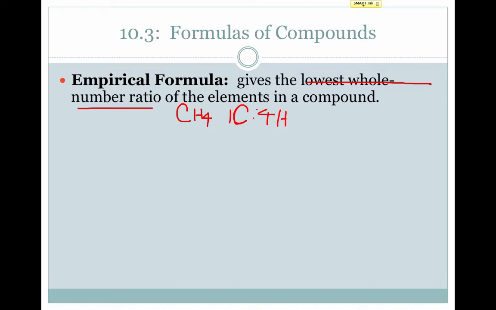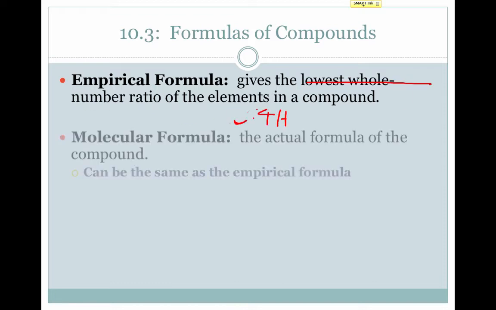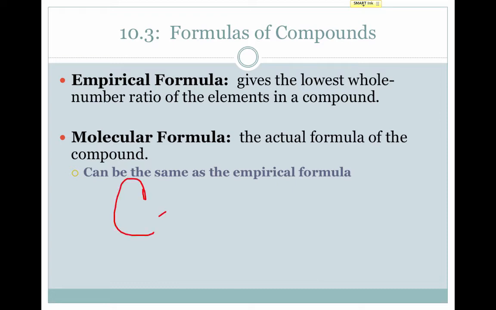But not every molecule exists in the smallest whole number ratio. Therefore, we have something called the molecular formula. This is the actual formula of the compound. If, for instance, the compound doesn't exist in the smallest whole number ratio, like maybe C2H8. Here, we have 2 carbons for every 8 hydrogens. Therefore, this is not the smallest whole number ratio. This is a molecular formula.